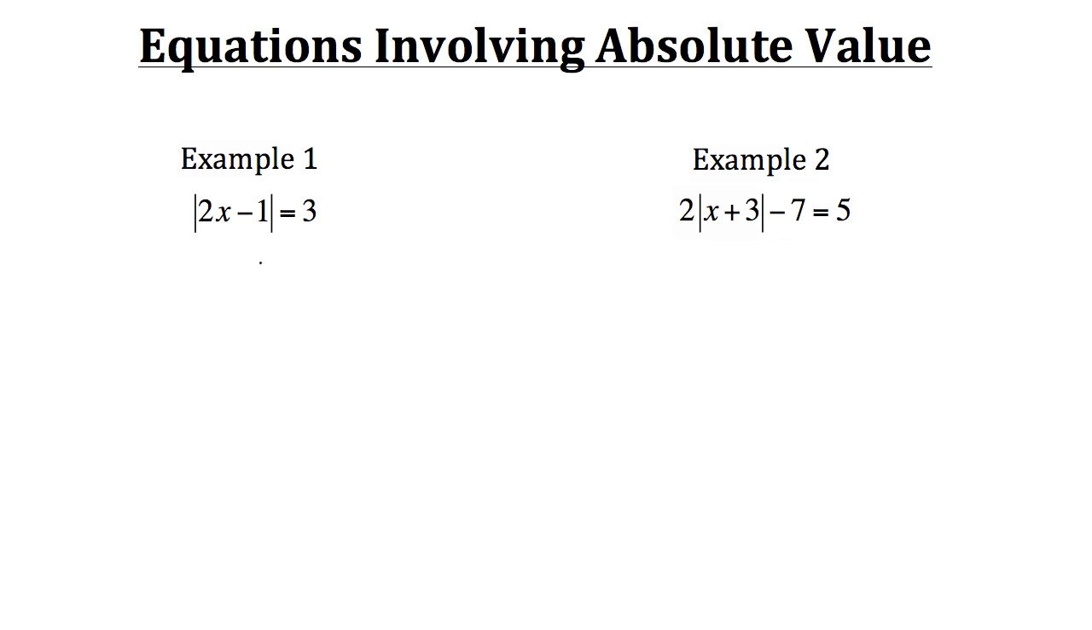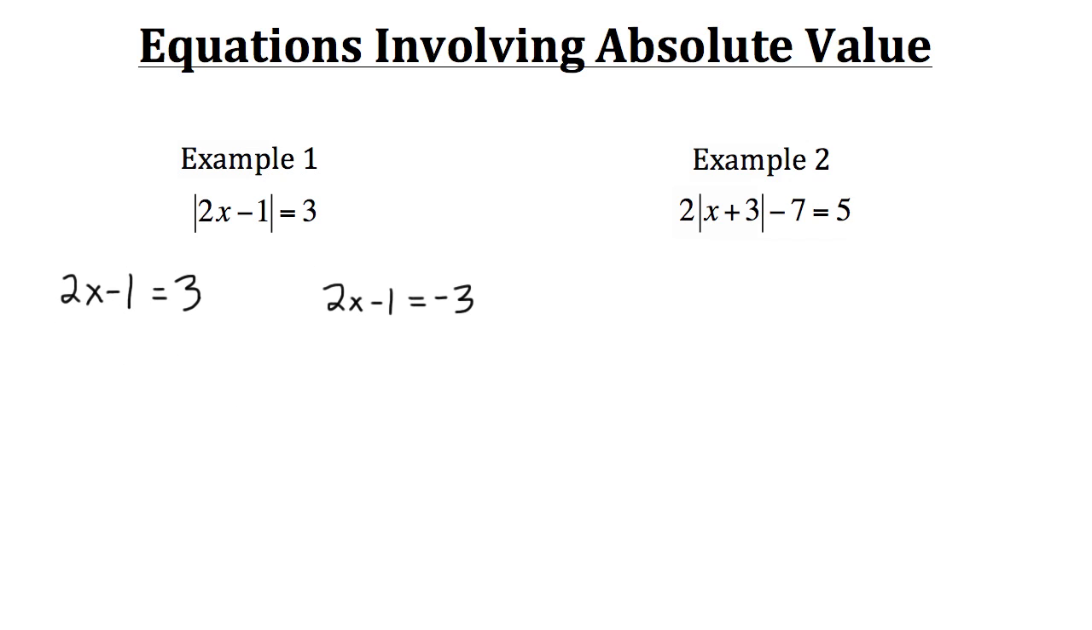Now, if you remember with absolute values, it's the distance that a certain point is from the origin. So whether it's a point on the negative side or the positive side, the distance will still be the same. So for example, here, this absolute value has a distance of 3. So either that could be 3 in the positive direction or 3 in the negative direction. So when we solve this, we need to consider both cases. So either this 2x minus 1 could equal 3, or this 2x minus 1 could equal a negative 3 on the number line.